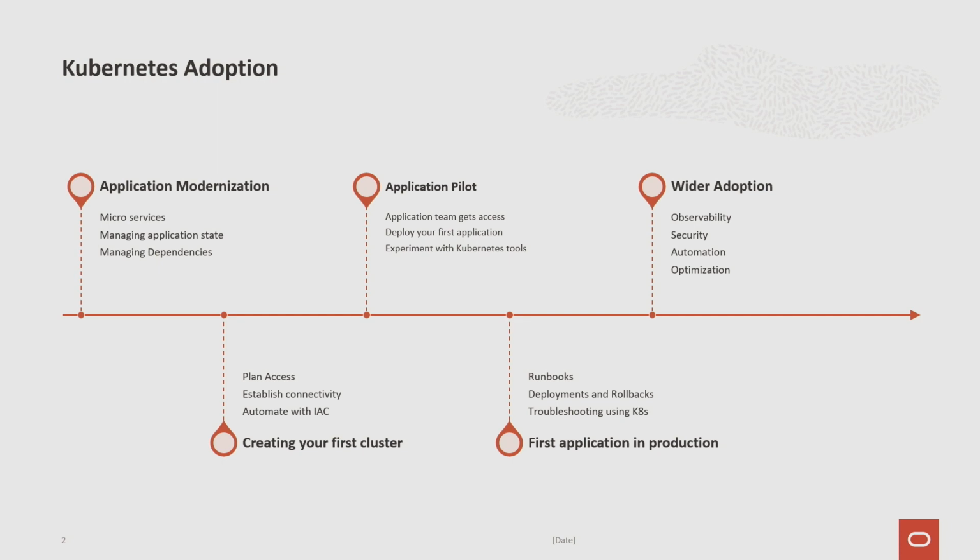An application pilot is the phase where an infrastructure team typically vends out access to this cluster to an application development team. In a lot of cases, these infrastructure teams and application development teams are the exact same teams. But in some organizations where that separation does exist, it might be another team. You deploy your first application. You start experimenting with Kubernetes tools. For people who are new to Kubernetes, this might be a bit of a learning curve.